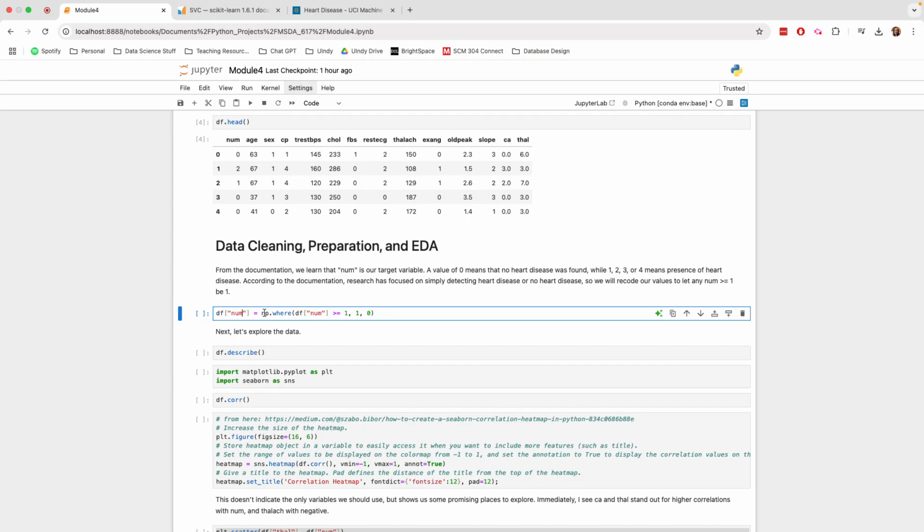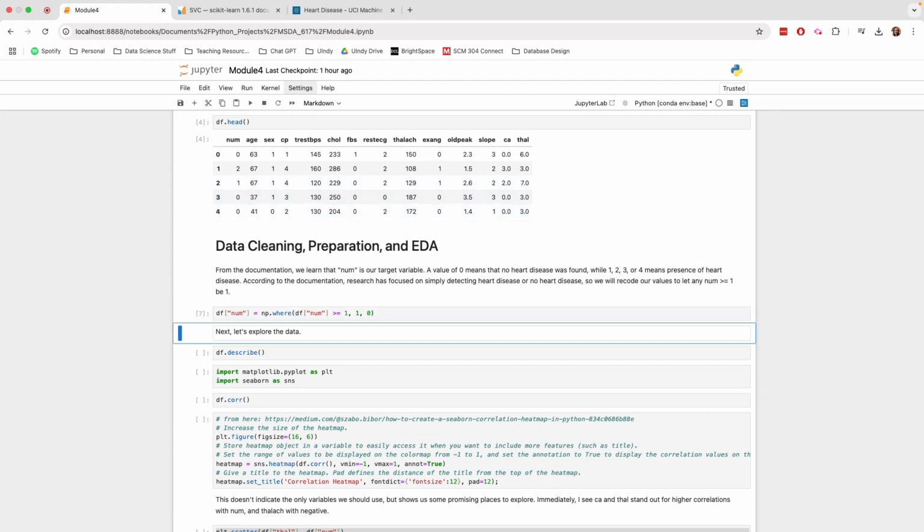I'm using that num. No, I'm just going to go with numpy. That's what I'm going to call it. numpy.where. So tell me where this column is greater than or equal to 1. And if it's that, just recode it as a 1. If it's not greater than or equal to a 1, let's say it's a 0. So that should go 0, 1, 1, 0, 0. So that's what we should be looking at.